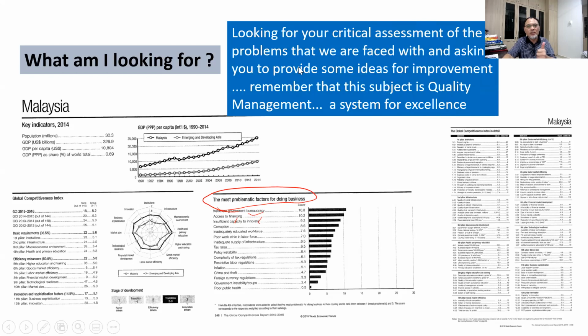So I'm looking for your critical assessment of the problems that we face, and asking you, with the nation and the country, the government sector, departments, how to improve the quality of services that we provide to customers or to the people. So I'm not asking for perfection. No, I'm asking for students to think about problems and give some ideas for improvement. Okay, so this is what I was looking for.